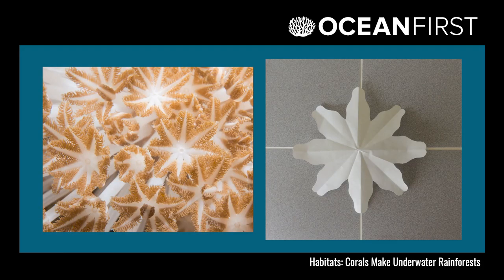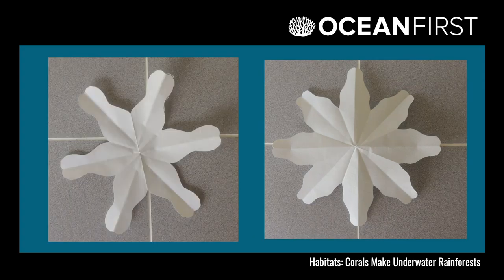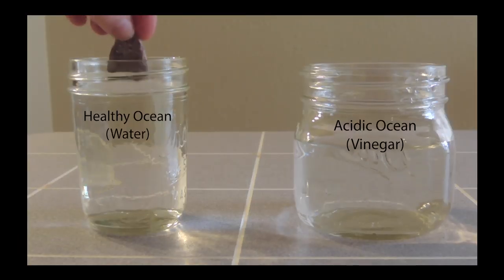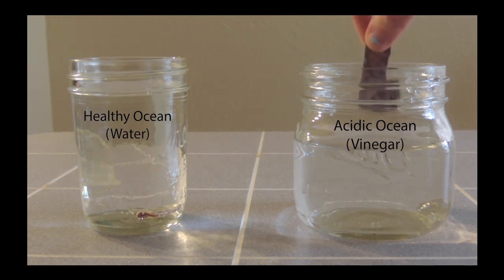During the video session, we learned that different types of coral polyps have different numbers of tentacles. So we take a break to make our own paper coral polyps for some different coral types. I also do an experiment to show how rising levels of acidity in our oceans caused by climate change can affect corals.